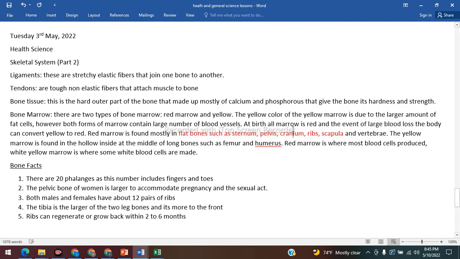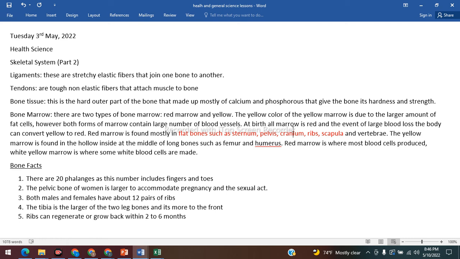Name 2 types of marrow. Yellow marrow. Yellow and red. Okay, what does the red marrow do? That's where most blood cells are produced. Where most red blood cells are produced in the red marrow. Very good. And how does the yellow marrow get its color? Fat cells. For the large amount of fat cells. Very good.